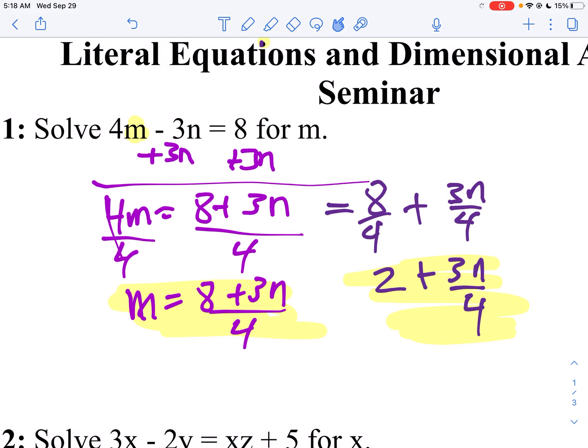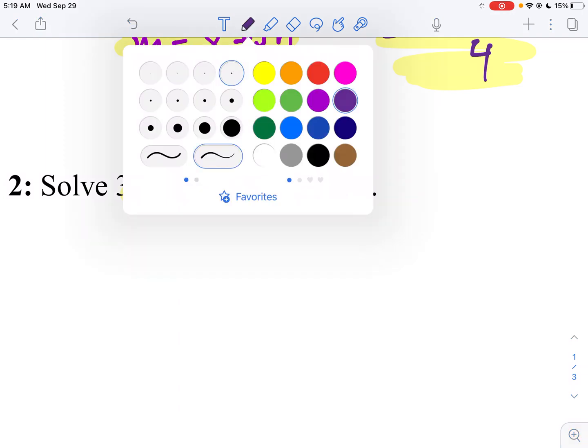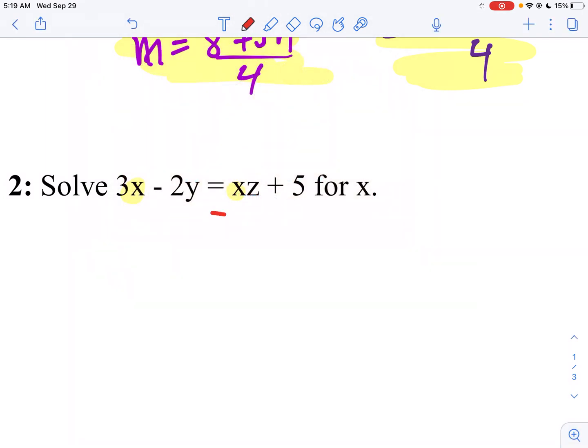Okay, let's take a look at example 2. Now, a little bit more complicated. We want to solve for x on example 2. Notice there's an x on both sides of the equation. So the first thing you want to do is get all the x's on one side. I'm going to put everything on the left side on this problem, although it doesn't matter. So I'm going to subtract xz from both sides. And there's a z on the x, so I can't combine them.